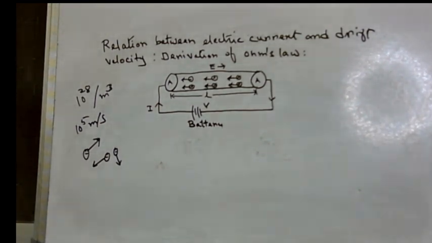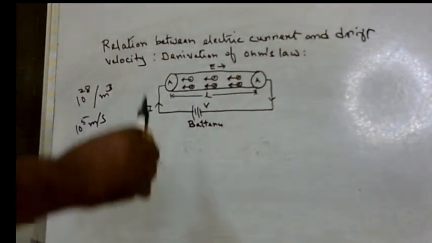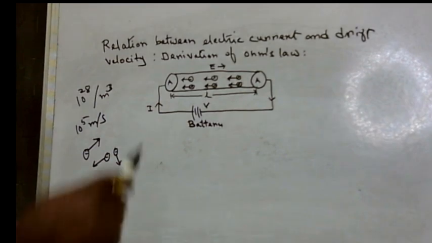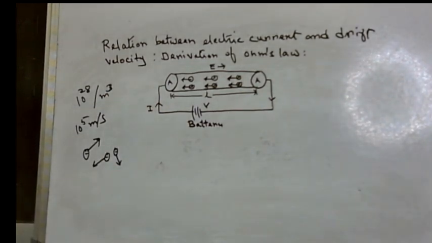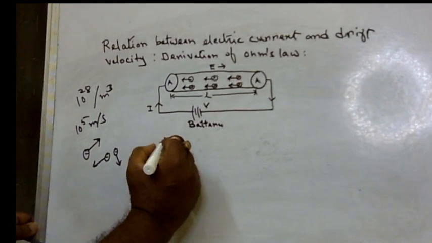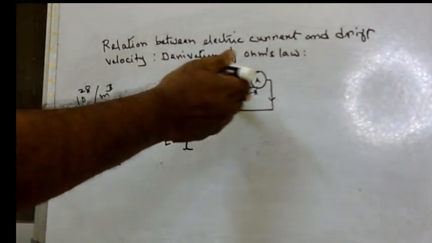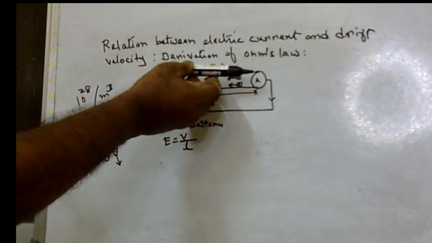Now this is a conductor of length L and area of cross section A, and we have created an electric field by applying a potential difference V. So the electric field is set up, E is equal to V by L. Under the influence of electric field E, the free electrons begin to drift in the opposite direction of E.